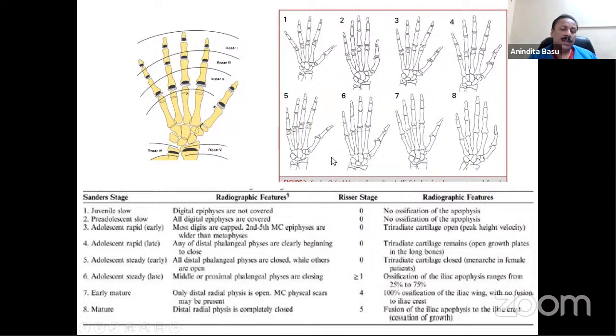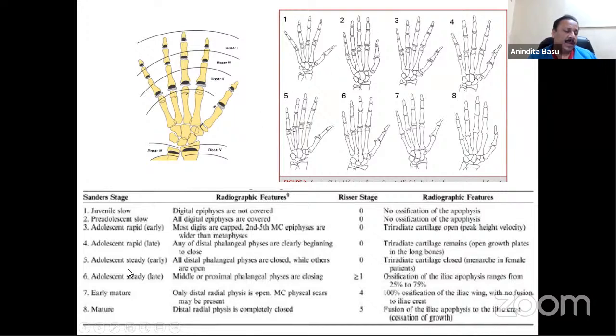That means the distal radial epiphysis and the distal ulnar epiphysis are closed completely. If you look at this table, in 1-2, it is juvenile slow or pre-adolescent slow. In this, you basically look at whether the distal epiphyses are capped or uncapped. And then comes the Sanders 3 and 4, which is a rapid adolescent growth, in which you look at this particular area to see whether they are capped or uncapped.